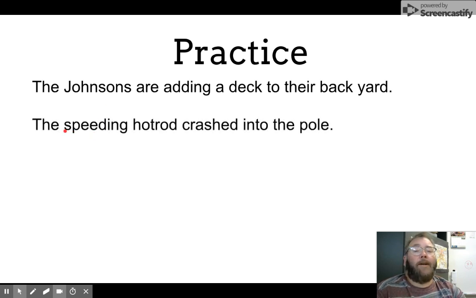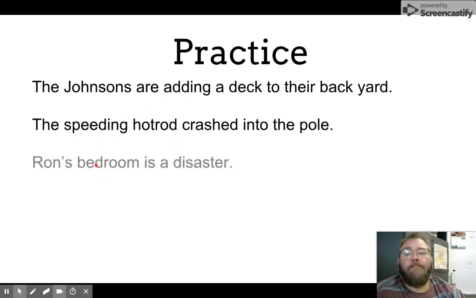The speeding hot rod crashed into the pole. What's doing the action? What's doing the crashing? A hot rod, correct? Ron's bedroom is a disaster. What's the sentence about? The bedroom, right? Or bedroom.